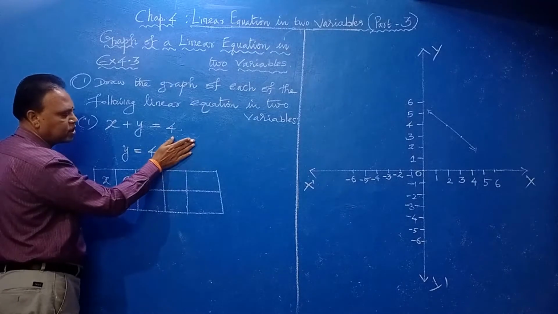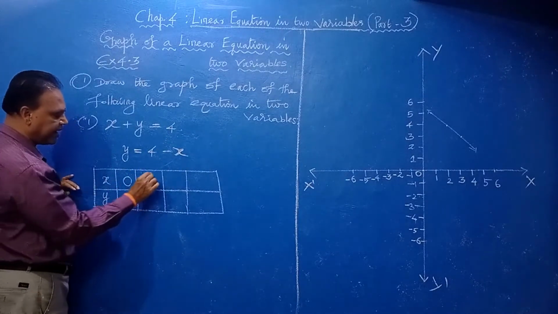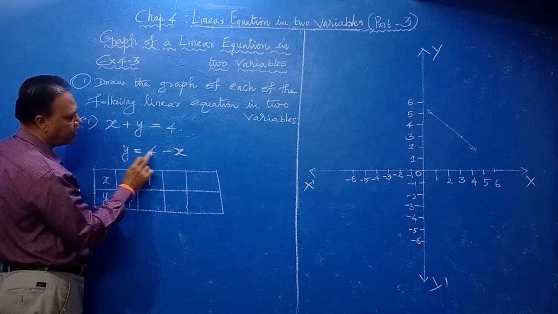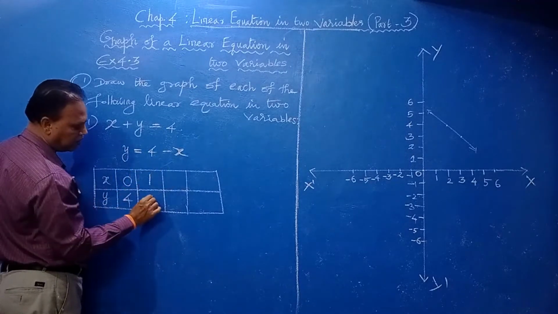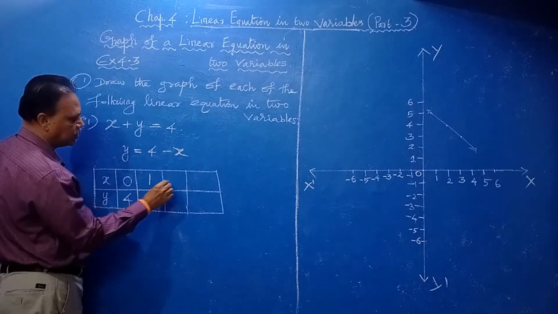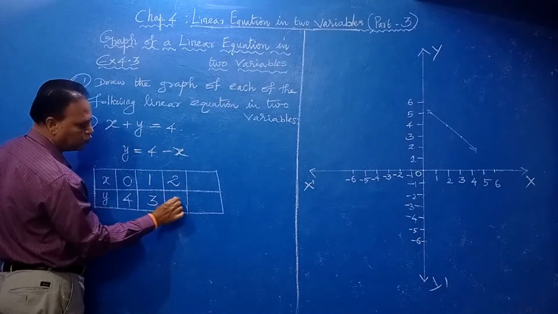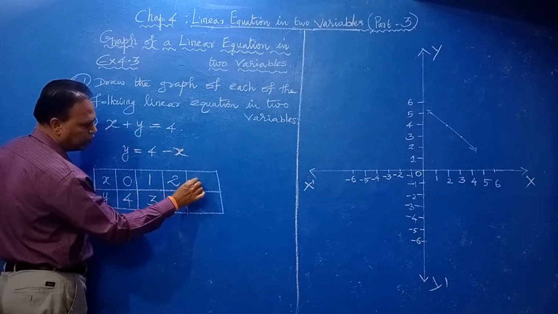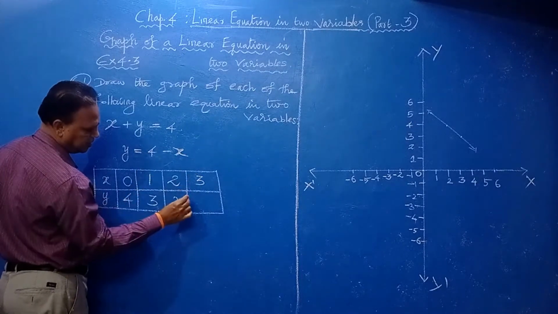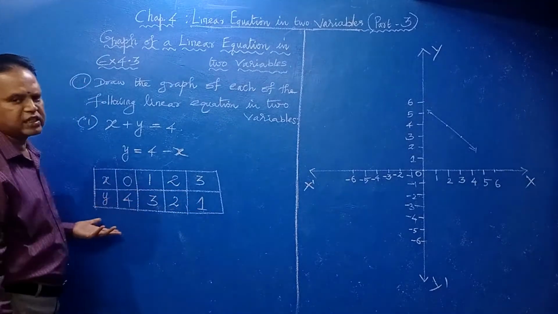When x is 0, this term is fully eliminated, so y equal to 4 you will get. When x is 1, y is 4 minus 1, which is 3. So you can easily calculate. When x is 2, 4 minus 2, which is 2. When x is 3, 4 minus 3, which is 1. So you have 4 solutions. Easily we can find them.